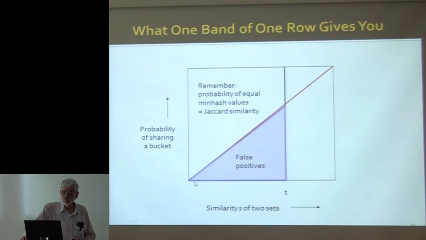That is, if the similarity is zero, the probability of sharing a bucket is really very tiny. As it gets up toward T, there's a fairly high probability of sharing a bucket. Anyway, you can think of this area as representing all the false positives. And similarly, you can think of these as representing the false negatives. Because the similarity is above the threshold, you'd like to say they share a bucket, but if the actual similarity is one, they will surely share a bucket, but if it's just T, they might not share a bucket anyway. So this area represents the false negatives.